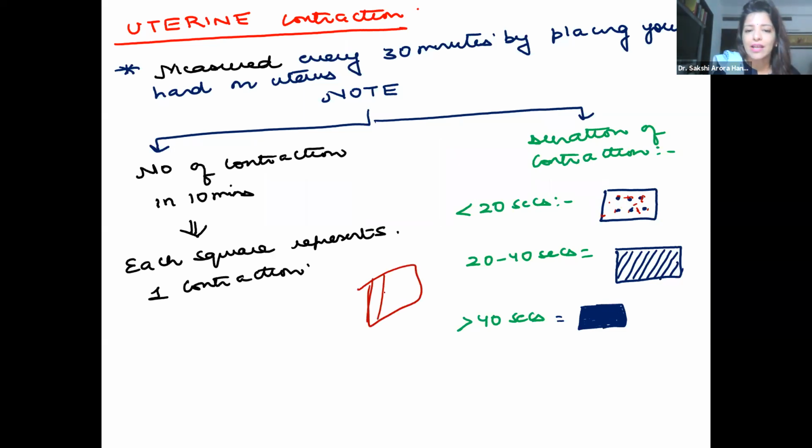If I see that there are oblique lines which are drawn in the box, that means contractions are moderate and they are lasting for 20 to 40 seconds. And if I see that there is a solid color which has been done to make the box, then that means the contractions are strong contractions which are lasting for more than 40 seconds, right? So dots means mild contractions lasting for less than 20 seconds. Oblique lines means moderate contractions lasting for 20 to 40 seconds. And solid coloring means strong contractions lasting for more than 40 seconds, right?